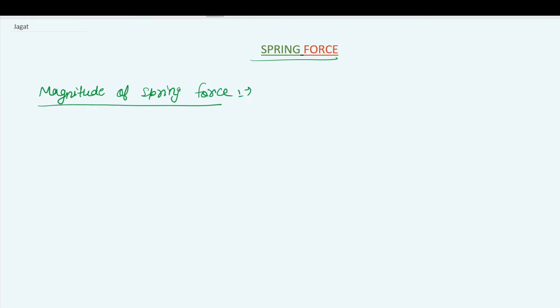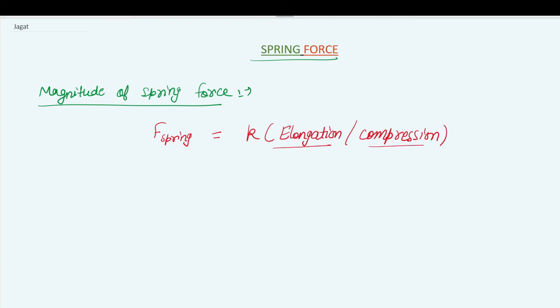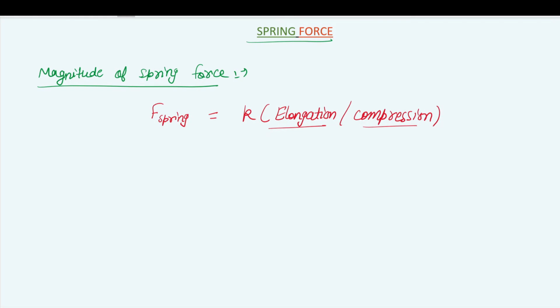Okay, so let us start our topic without any time wasting. Spring force. In the spring force, the magnitude is given by the magnitude of spring force. The basic formula for the spring force, that is F spring, we normally say is equal to K into elongation or compression. What is elongation and what is compression? Elongation is the increased length of spring and compression is the decreased length of spring when the spring is compressed. Okay, so spring can be compressed as well as elongated.